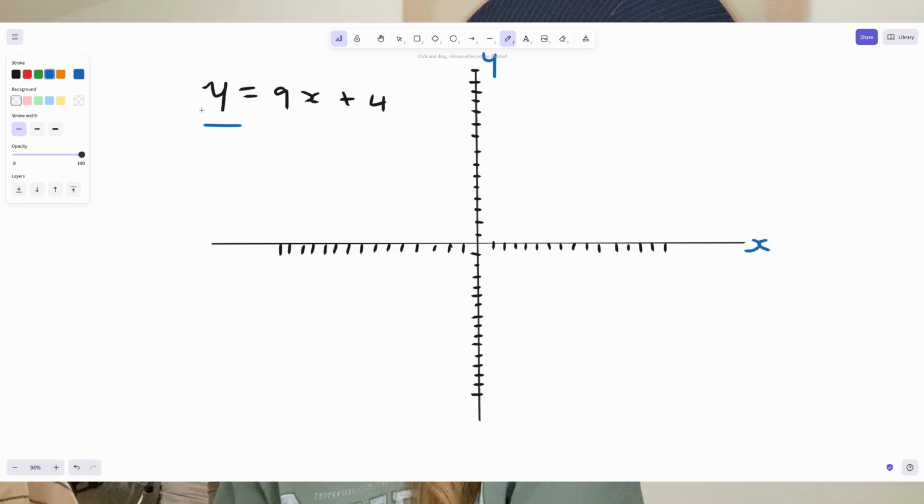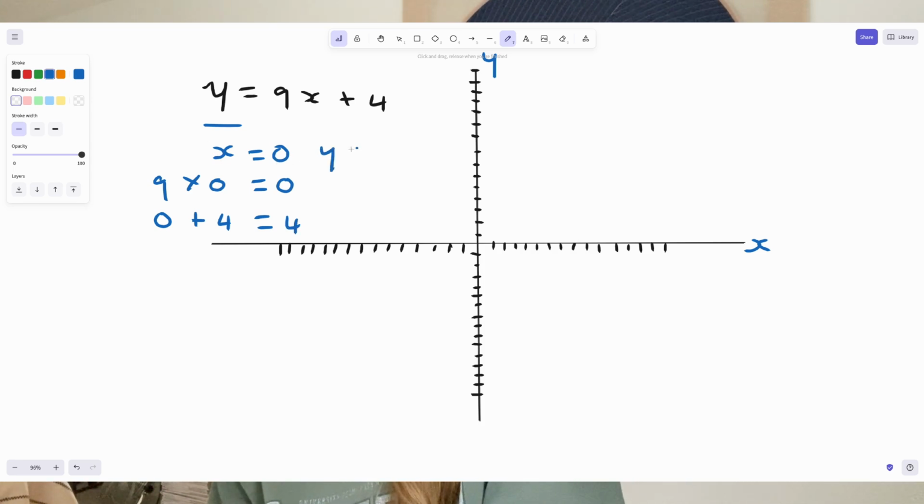So to work out this y-intercept, we need to know what x is. So let's just presume that x equals 0. So 9 times 0 equals 0. So 0 plus 4 equals 4. So we know that when x equals 0, y equals 4. So we can pop that on our graph. 1, 2, 3, 4. There we go.